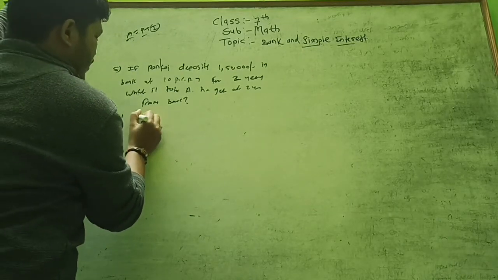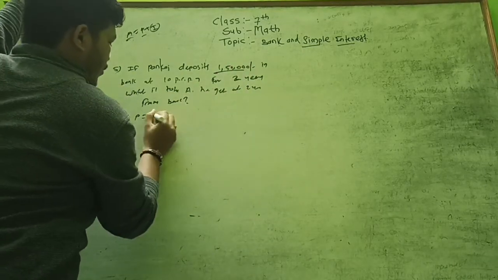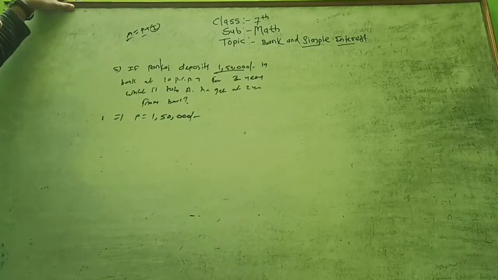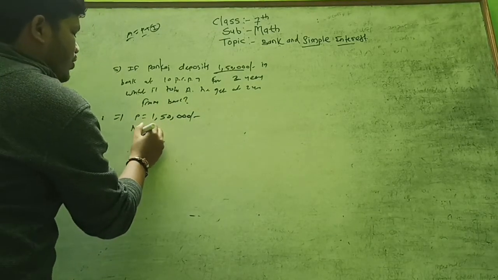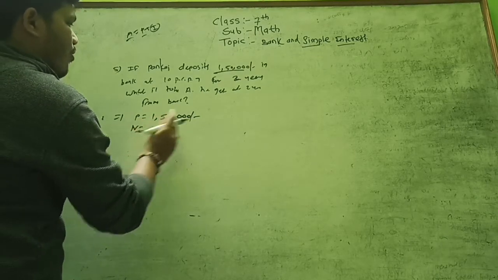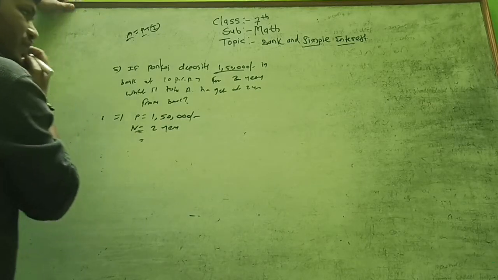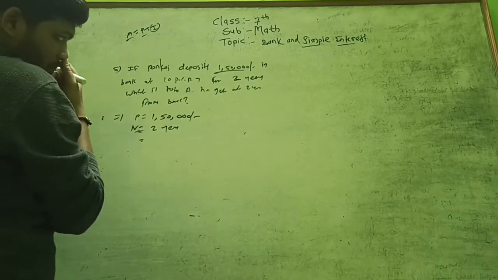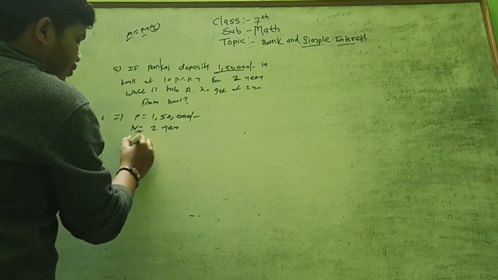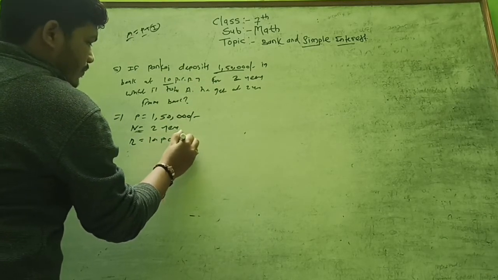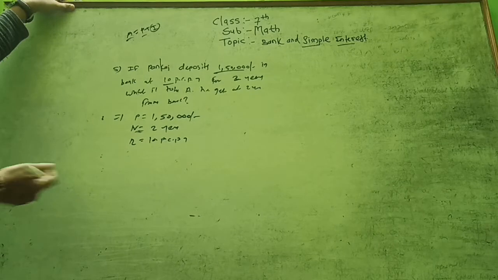So what is the principal here? The principal is 1,50,000 rupees. What is n? n is the time interval. For how much time? That is 2 years. The period of time is 2 years. Now what is the rate of interest? The rate of interest is 10% per annum.